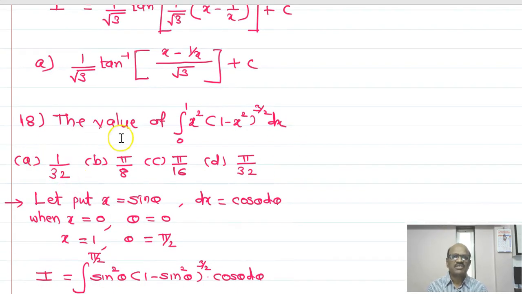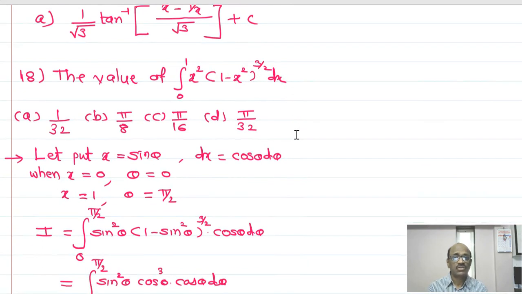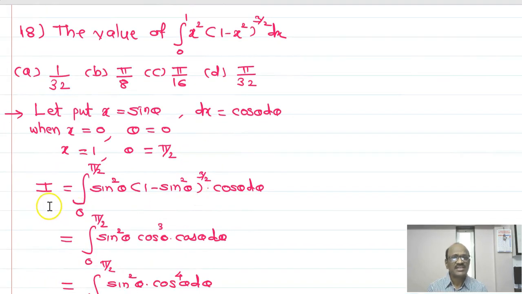For the 18th example, the value of the integral from 0 to 1 of x square (1 minus x square) raised to 3 by 2 dx. Now to solve this example, we substitute here: put x is equal to sine theta, therefore dx is equal to cos theta d theta. Now we will change the limit. When x is equal to 0, sine theta is 0, therefore the angle is 0. When x is equal to 1, sine theta is 1, therefore the angle must be pi by 2.